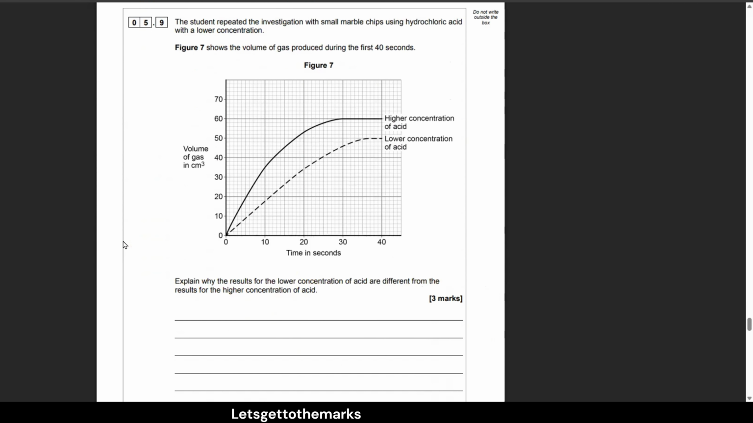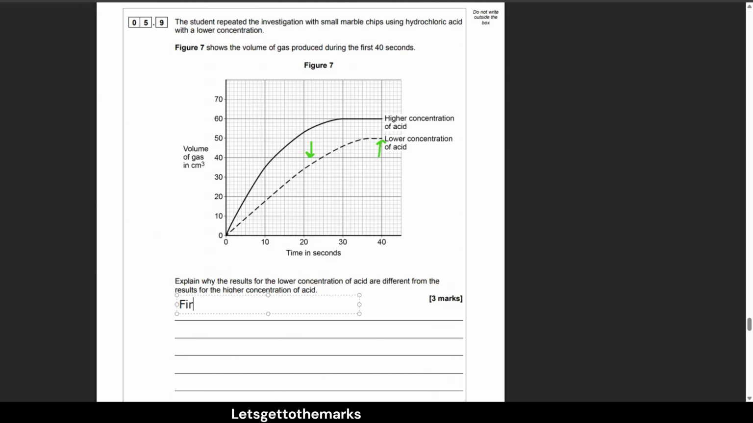Okay, 5.9. The student repeated the investigation with marble chips using hydrochloric acid with a lower concentration. The graph shows the volume of gas produced during the first 40 seconds. So look, they used a lower one. Explain why the results for the lower concentration are different from the results for the higher concentration. So there's 2 ways it's different. You'll notice it's coming off more slowly. And also the final resting place when the reaction finishes, it gives off a smaller volume of gas. And we're going to put an explanation for that. Why don't you pause the video and have a go? There's 2 points to consider here.